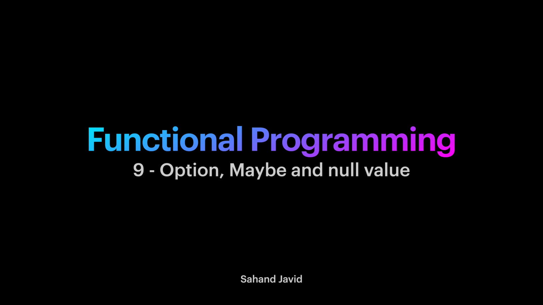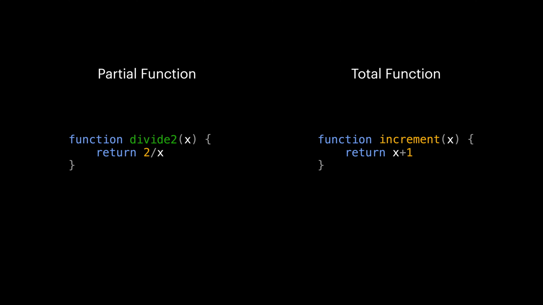You may have seen the null value in many languages. Most of the times when we see null, we are thinking about an absence of a value. In functional programming, we don't have the null value similar to what you've seen traditionally. In this video, I'll explain how we can model these scenarios. But first, let's see what is wrong with the null value.